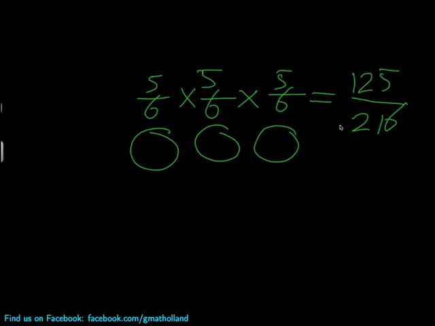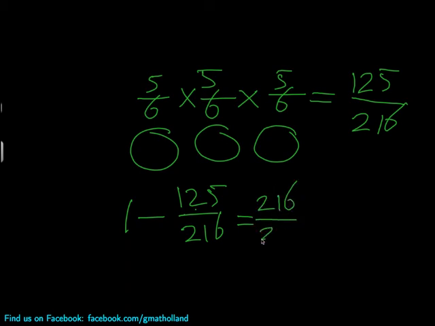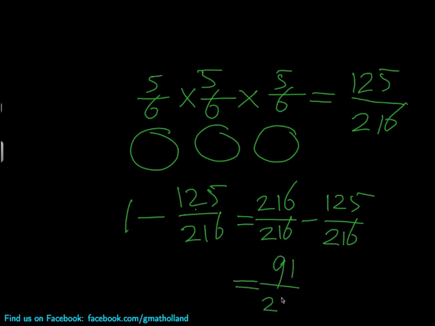So the probability that at least one of the rolls will be a 2 is then the opposite of that, which is 1 minus 125 over 216, which you can rewrite as 216 over 216 minus 125 over 216, and that boils down to 91 over 216.